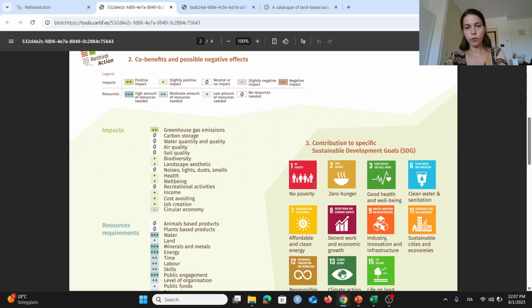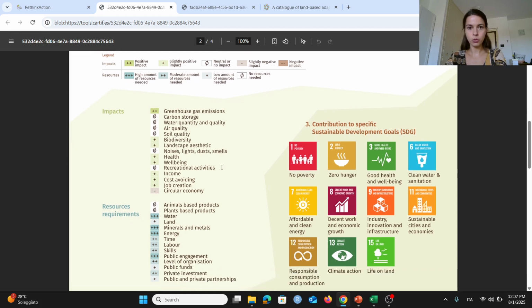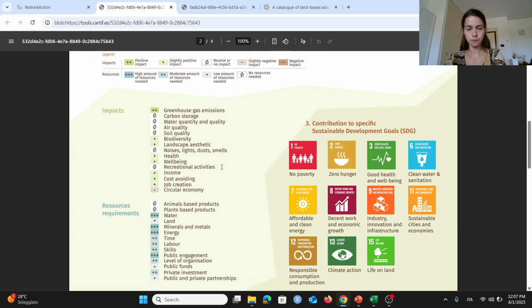In a previous session, we learned how the impacts and resources of the LAMS were assessed. So this was based on an expert evaluation, adopting a European perspective with a medium-term time frame. What we assessed was whether the solution had positive to negative impacts on a range of items, including greenhouse gas emissions, biodiversity, well-being, job creation.